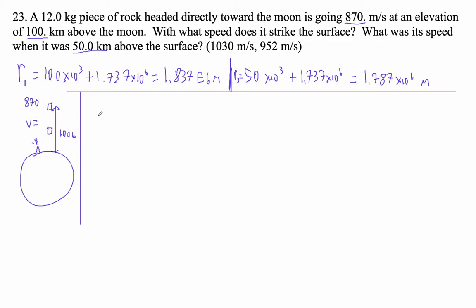Okay, so I've got minus G times the mass of the moon, mass of the rock, over R1, plus 1/2 m v1 squared. This is v1. That is equal to minus G mass of the moon, mass of the rock over R2, which is this, plus 1/2 m, and it's v2 that we're trying to find. Now notice that the mass of the rock cancels out, so we can just cancel that out. And now I think we're ready to put numbers in.